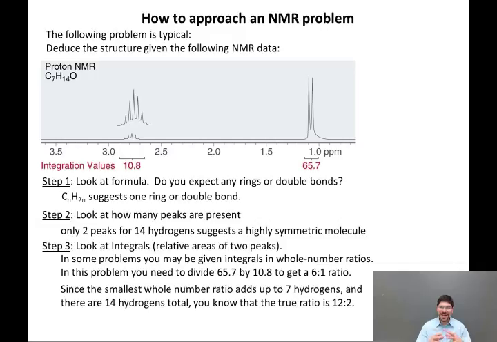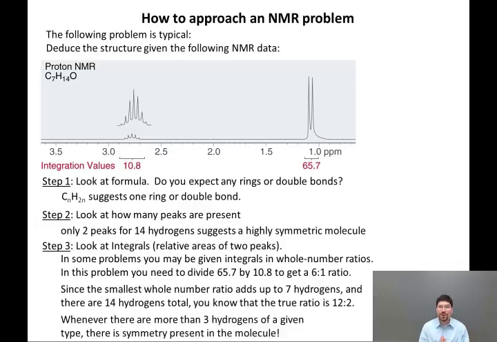So what that means is we have to take both of our integral numbers, multiply them by 2 to get up to 14. So we actually know that the 2 types of hydrogen in this molecule are in a 12:2 ratio. Remember, whenever there are more than 3 hydrogens of any given type, there has to be symmetry present in the molecule. You're never going to have more than 3 hydrogens on the same carbon, so you can't have more than 3 equivalent hydrogens on the same carbon.